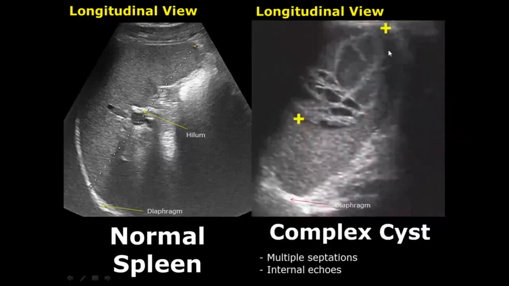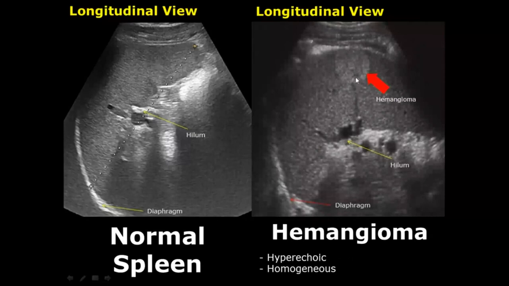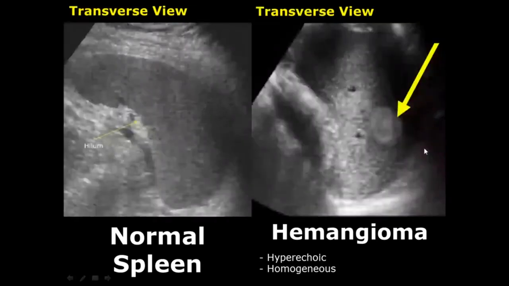A complex cyst will have internal echoes and multiple septations. A hemangioma in the spleen will appear as a hyperechoic, well-defined lesion, and it is also homogeneous. Another image of a hemangioma in the transverse view appearing as a hyperechoic and homogeneous lesion.